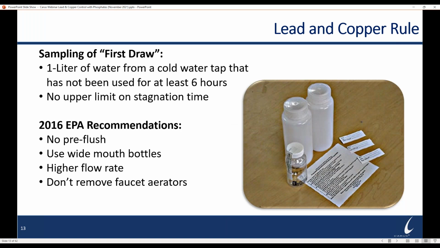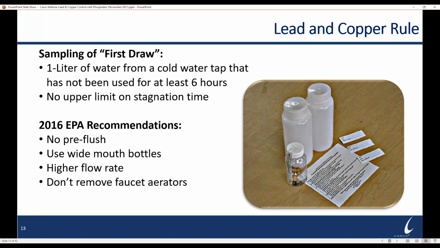The lead and copper rule does establish that it's a first draw, which means it should be 1 liter of water from a cold water tap that has not been used for at least 6 hours. The current regulation has no upper limit on stagnation. So if it's 8 hours, 24 hours, 48 hours, it's still a valid sample once you get past 6 hours of stagnation time.